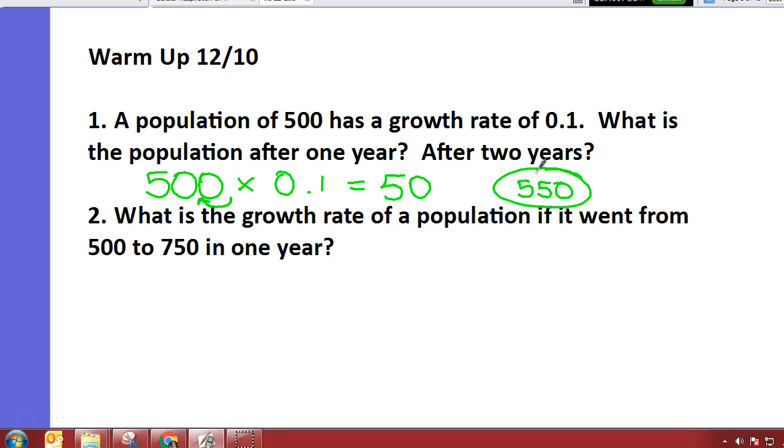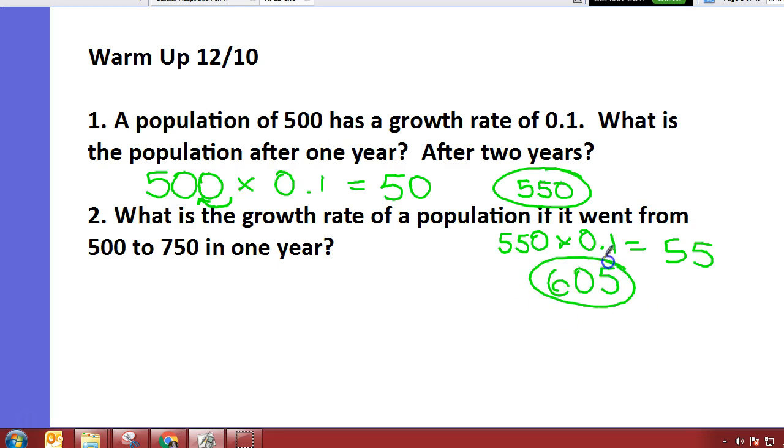Now, if I have 550 now that I start with, I would have to multiply that by 0.1 in order to get the number of individuals that will be added during that second year. So 550 times 0.1 is 55 individuals. If I add that to what I started with, we end up getting 605 individuals for the second year. Okay, so we're just multiplying the growth rate to figure out how many individuals will be added.